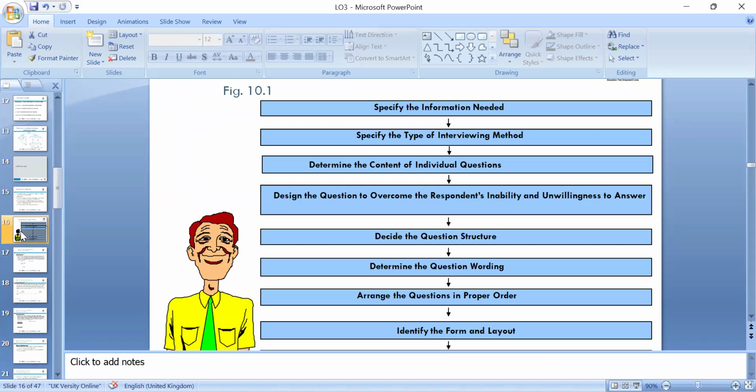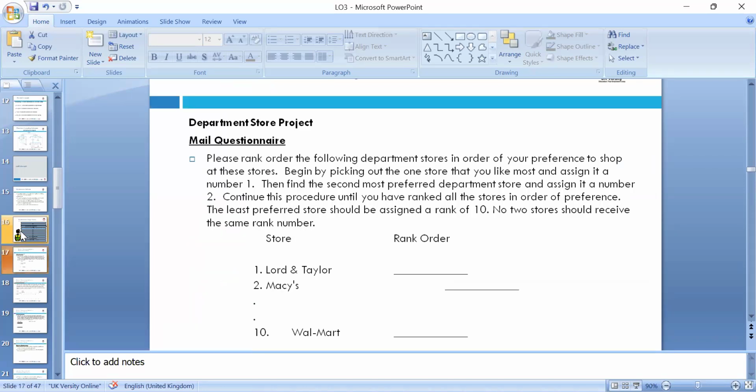We need to look at the specific information needed, choose the specific type of interview method, determine the content of the questions, design and decide the question structure, and identify the form and layout. I'll give you a sample questionnaire, which will be available on the Moodle page, so that we can use it.